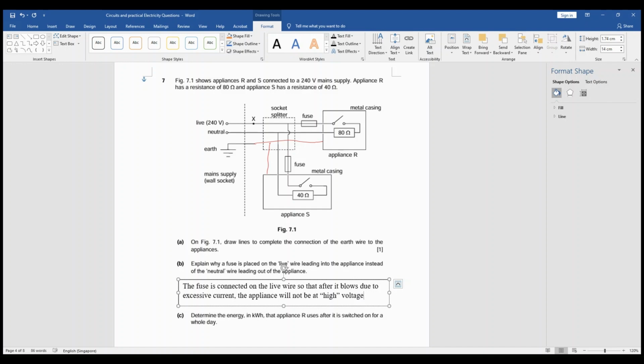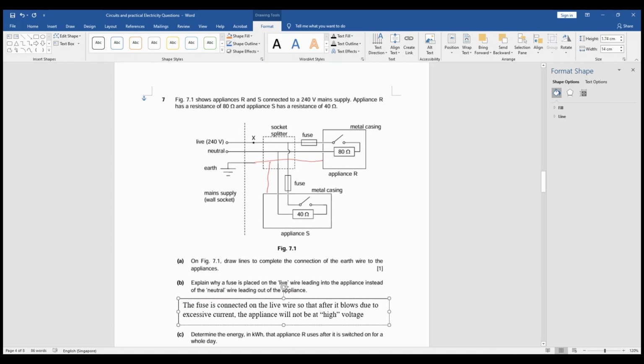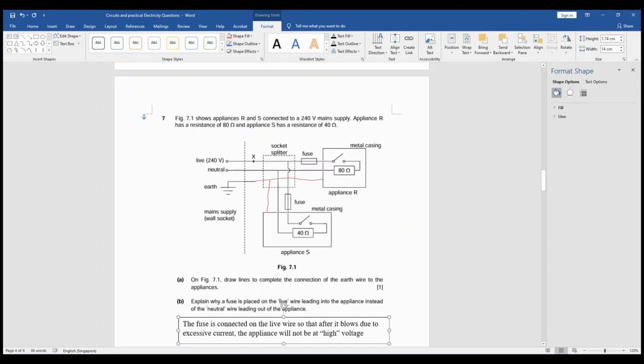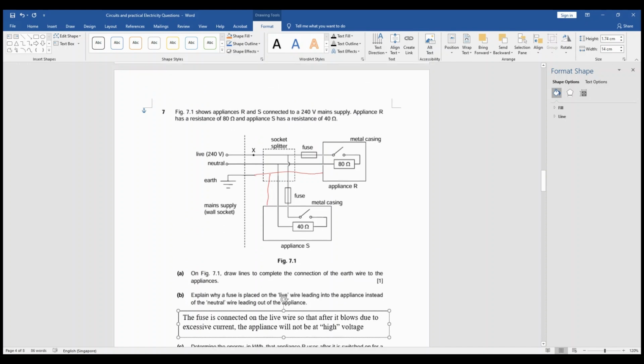Okay, determine the energy in kilowatt hour that the appliances use after they are switched on for a whole day. One whole day, so we assume 24 hours. But before that, we need to calculate the watts. Okay, so it has a 240 main. The resistance is R. Which appliance? R. Say this one. It has a resistance of 80, and that's all we know.